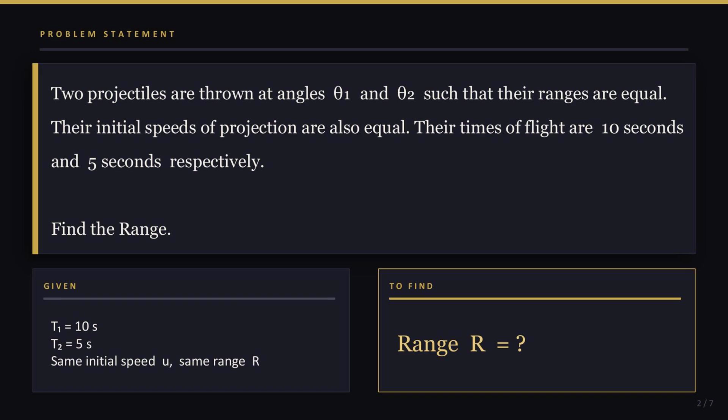Let us read the problem carefully. We have two projectiles, and both are launched with the same initial speed. They also cover exactly the same horizontal distance, meaning their ranges are equal. However, they are thrown at different angles and they spend different amounts of time in the air. The first projectile is in the air for 10 seconds and the second one for 5 seconds. Our goal is to find this common range.